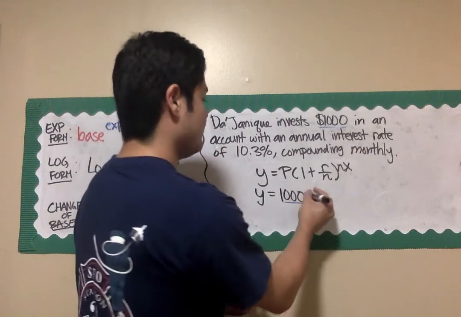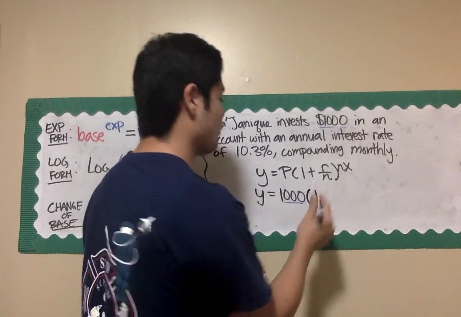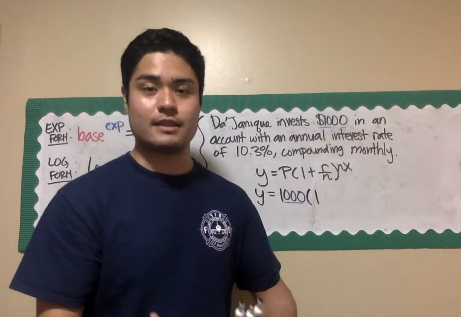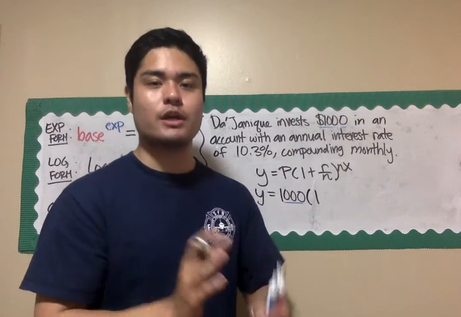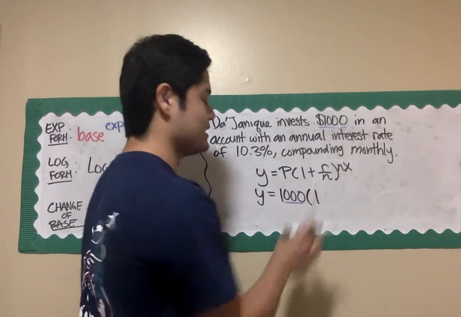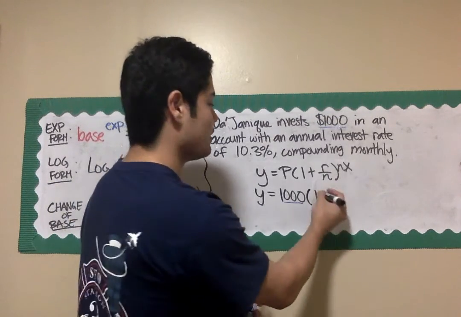Now we're going to write 1. The 1 represents the 100% that Dejanique is starting with. She's going to be adding more stuff later, but she's starting with 100% of her money. So 1 is decimal form for 100%.